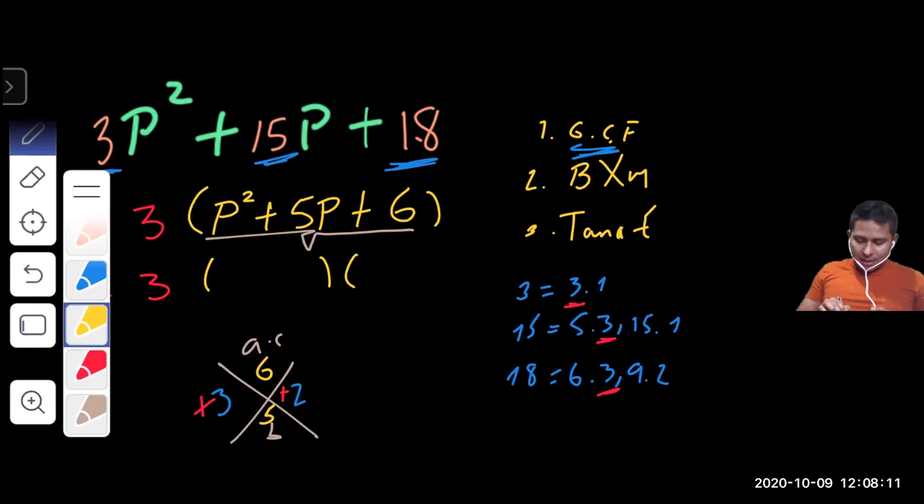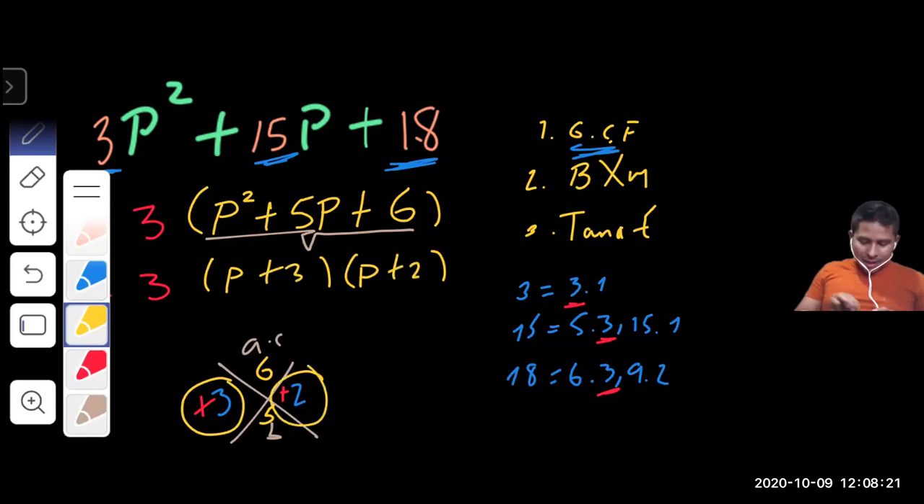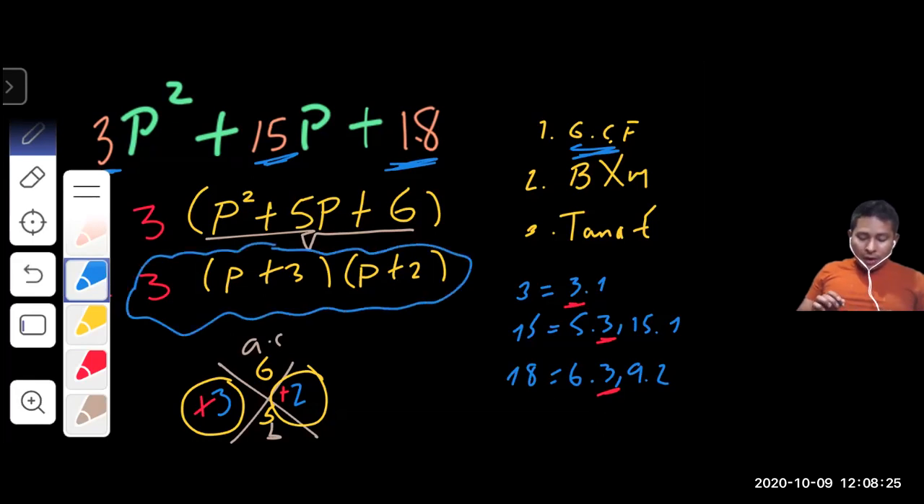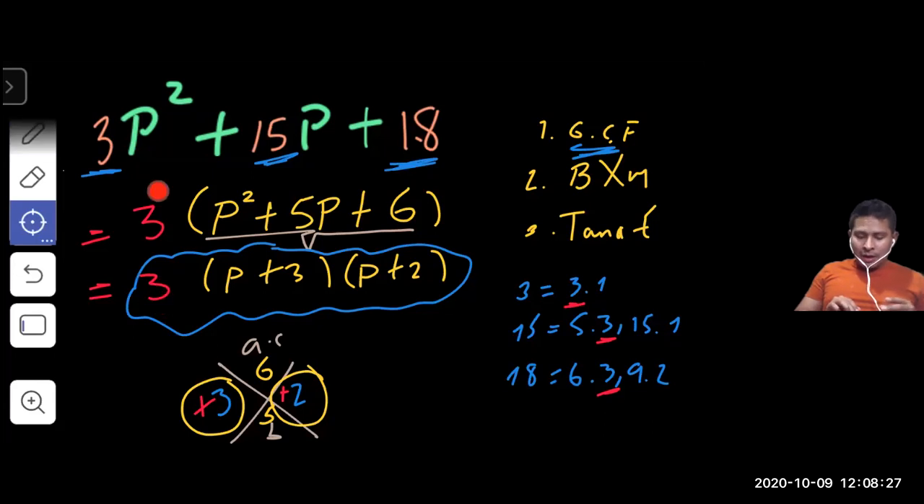Okay, 2 parentheses. P squared is p times p. Plus 3 in the first one, and the other one is plus 2, and this is our answer. Take a look. Do not forget, guys, to copy the 3, the greatest common factor. You have to be copying it. Okay, and that is the answer.